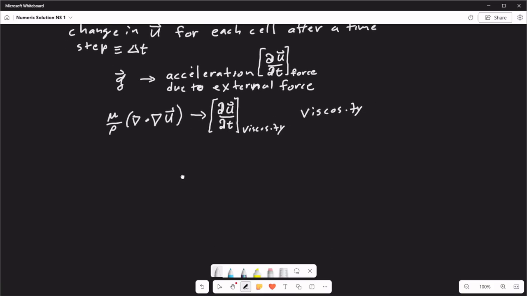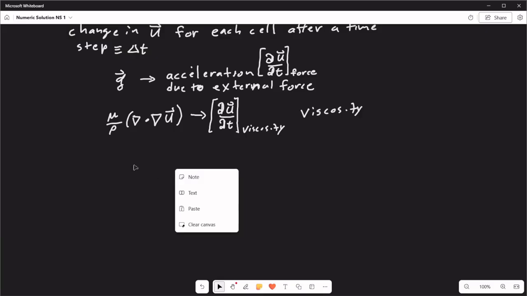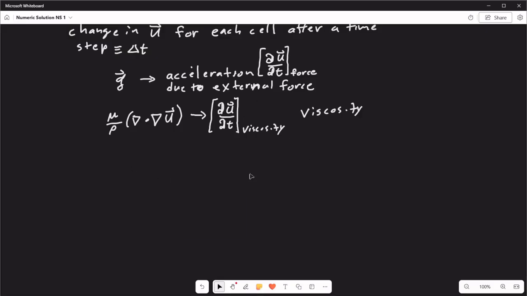Then the next term is this one, which is basically the u vector, the velocity, dotted with the gradient symbol, u vector. This also causes an acceleration.